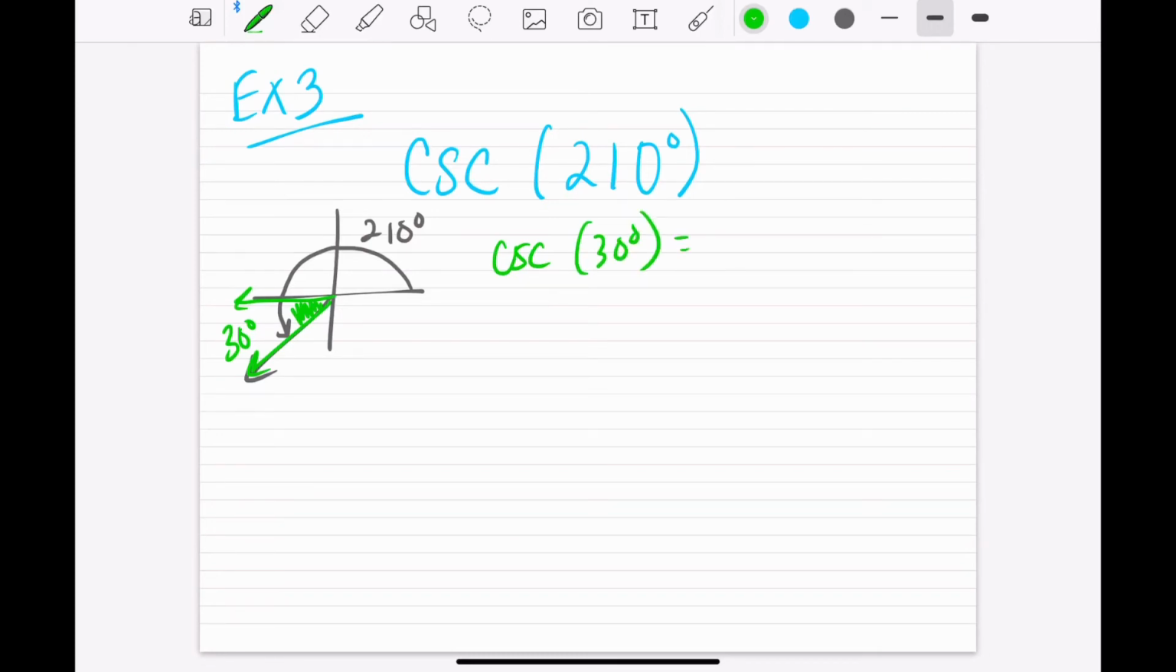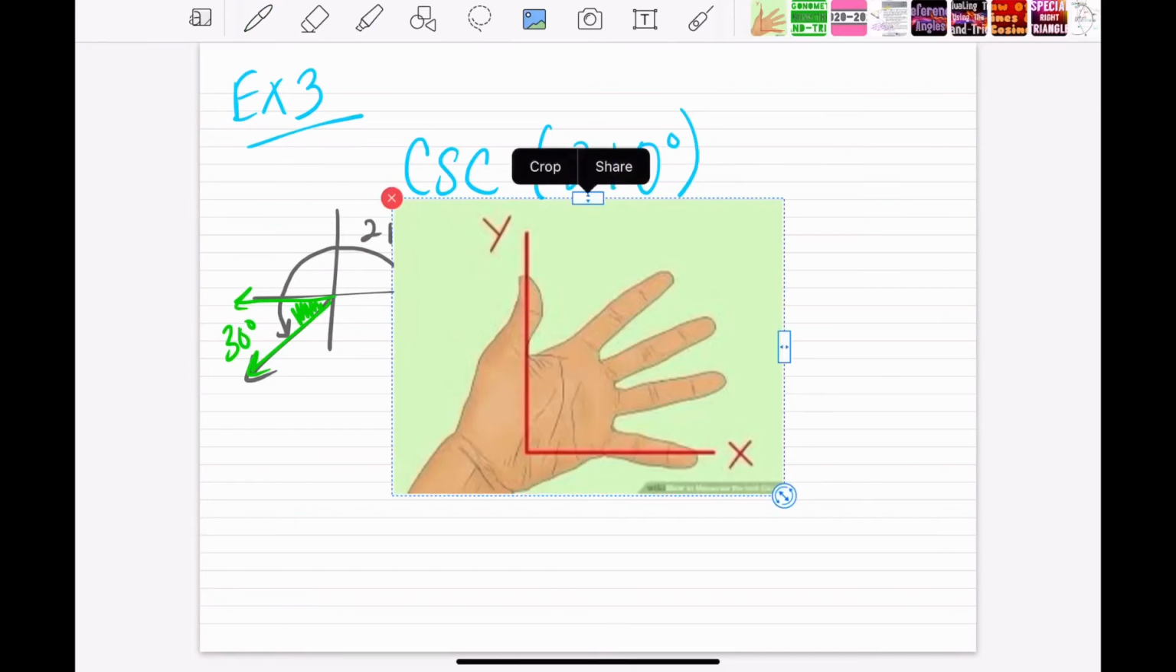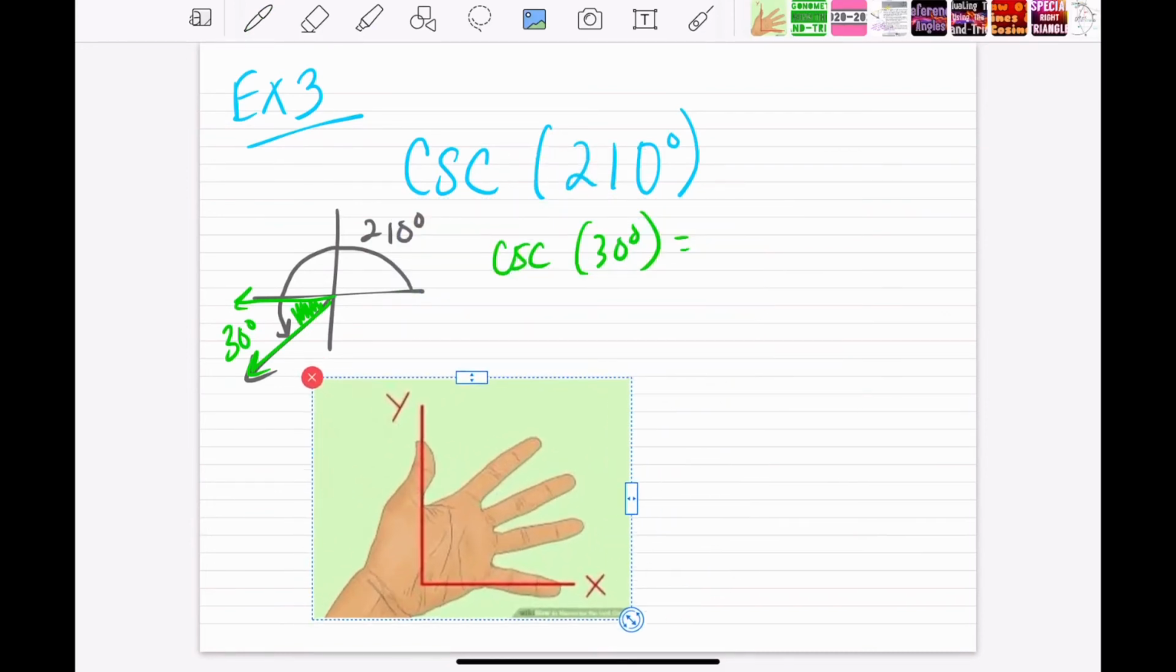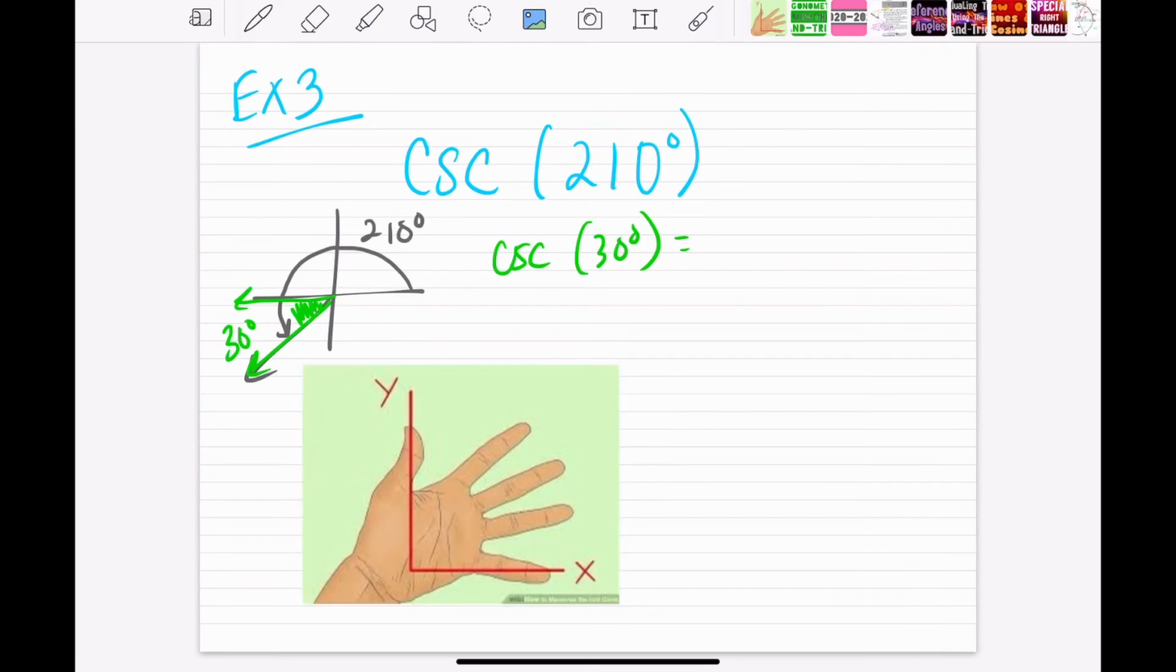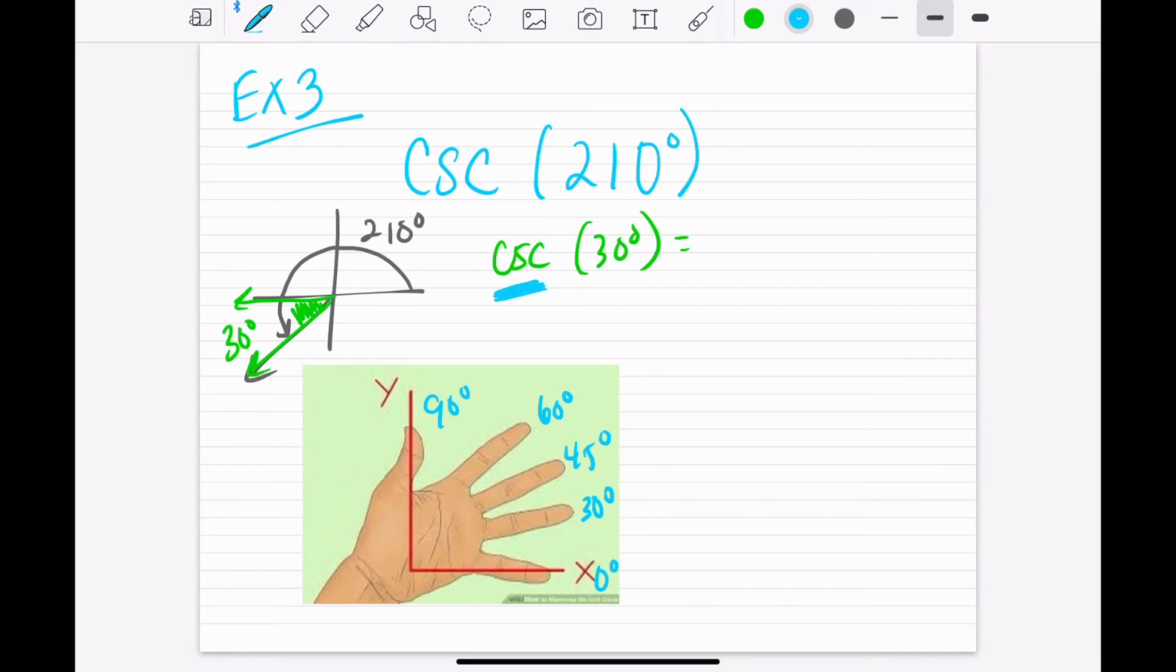So let's go to our hand trick. So let's label our degrees. 0 degrees, 90 degrees, 45 degrees, 30, and 60. So keep in mind that we are doing cosecant, which is the reciprocal of sine. So in other words, we're going to be doing the sine of 30. And then once you do that, you're going to flip it to get the cosecant. So let's keep that in mind.